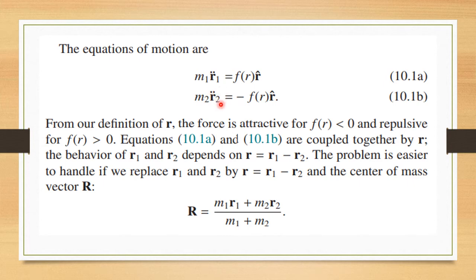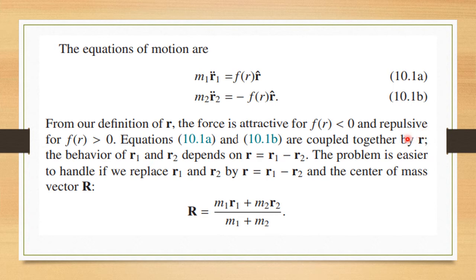r2 double dot, which is the acceleration of m2, is equal to the opposite direction of this value, minus f of r unit vector r. So we know that if f of r is less than 0, the force is attractive, and if f of r is greater than 0, the force is repulsive. Now these two equations, 10.1a and 10.1b, are coupled together by the vector r.